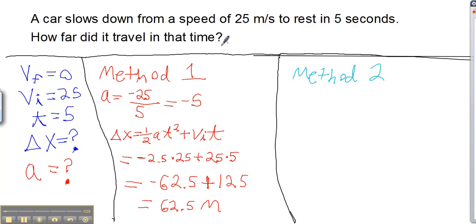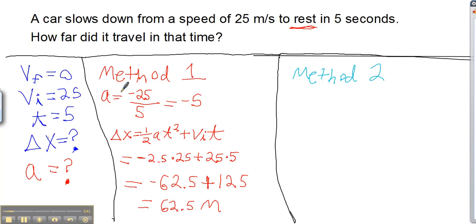So first we list what we know. Final speed is 0 because it ended at rest. A lot of times if you see the word rest in there, that means that there's a little bit of information, so be aware of that. Initial velocity is 25 meters per second. Time is 5. We want to know delta x, how far it went in that time, but acceleration is also missing. So in this case, there are two things that we don't know. Might be some extra steps.